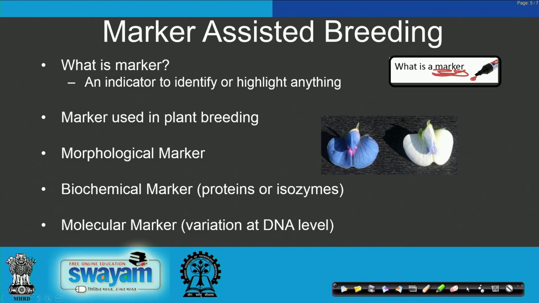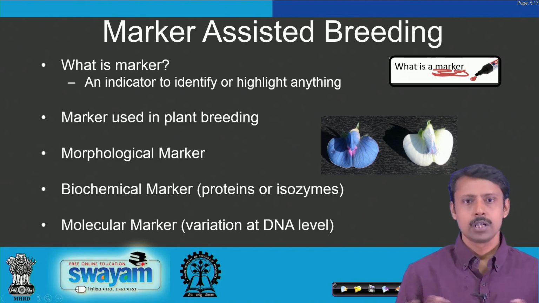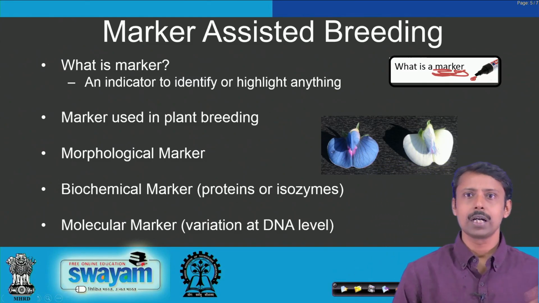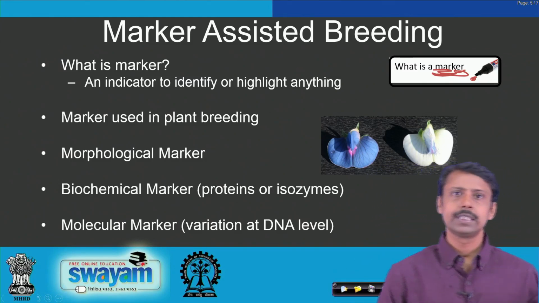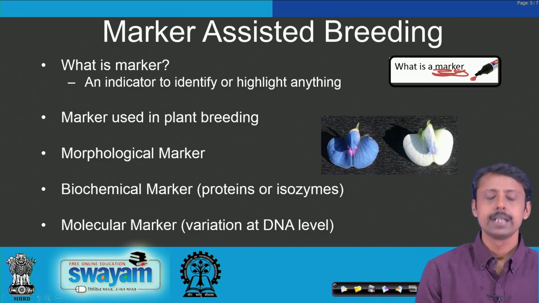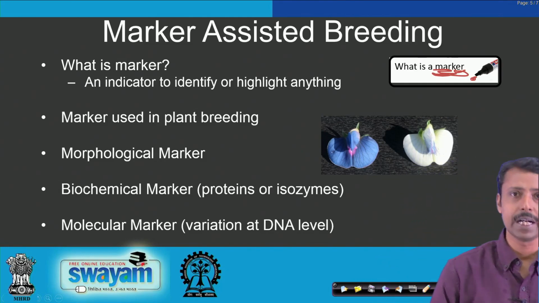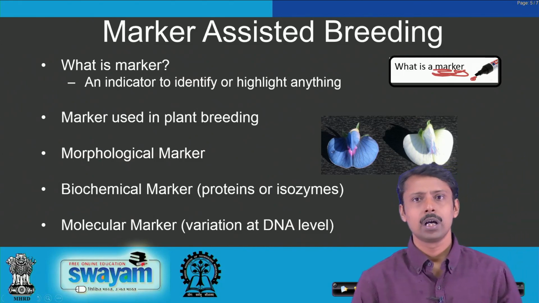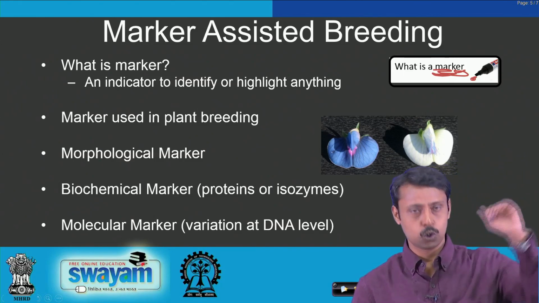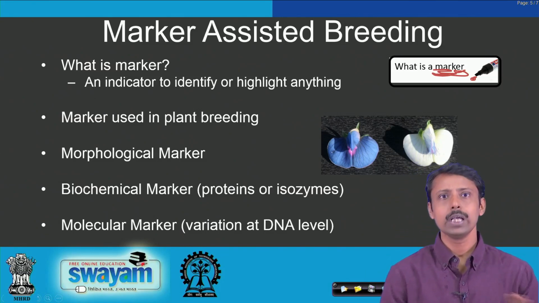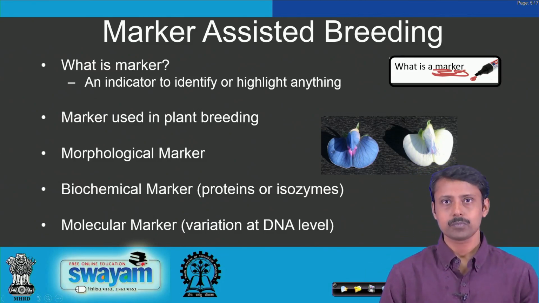The first one is the morphological marker. Morphological markers are those which we can distinguish by observing them, like flower color and plant height. These things can be morphologically distinguished. Suppose we have different rice varieties: some are taller in nature, some are shorter, dwarf in nature. In this way we can distinguish them.